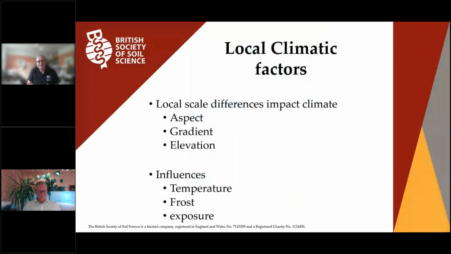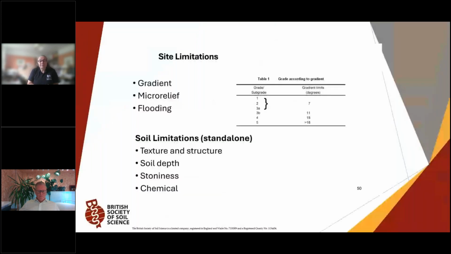Moving on. Not only do we consider the overall climate, we also look at local climatic factors, because these can have an impact on the crops that can be grown. And the local climatic factors such as aspect, gradient and elevation influence the temperature, the frost and risk of exposure. So you might get frost pockets in hollows, and particularly on the west coast you'd have exposure, and these salt-laden winds from the sea can affect the crops that are grown. Moving on.